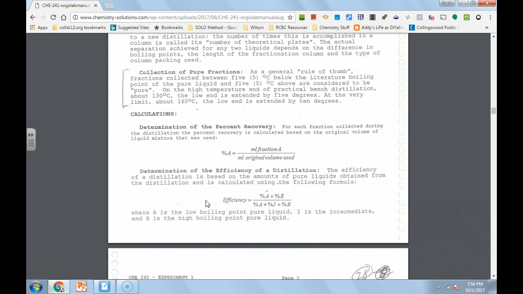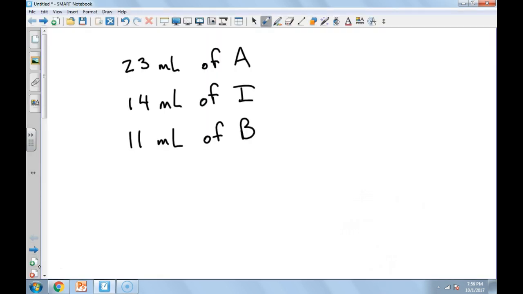So let me call up my little notebook, and then I'll do a sample calculation. So I have some sample data here, and that shows you my fake data. And so what you need to do is first find the percent recovery of each of the parts, part A and part B. Remember that I here is the intermediate and is a mixture of the two, and therefore we don't need to figure that part out.